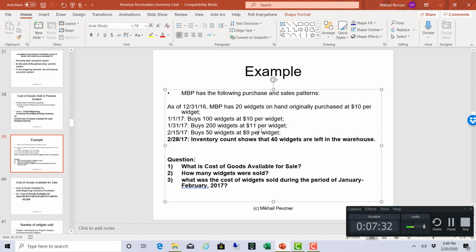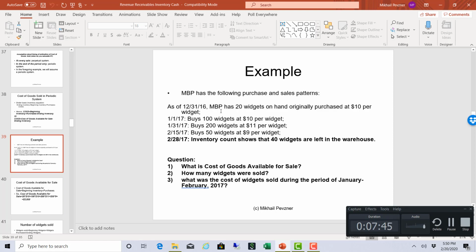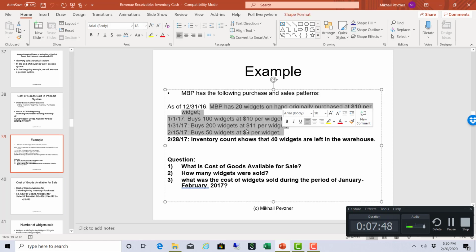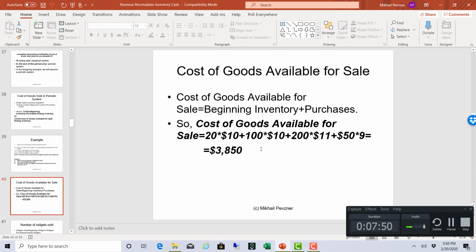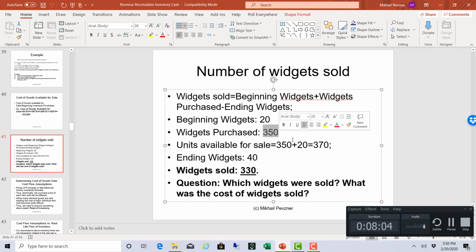Well, you can track it exactly, but it might be too cumbersome. So I'll get to that in a minute. So what is the cost of goods available for sale? Well, that's just the beginning inventory, in this case, plus all the purchases. It will give you the cost of goods available for sale, which is $38.50. You started with 20 widgets, you purchased 350 widgets altogether, and you have 40 widgets left. That means 370 is the number of widgets available for sale, which is 350 plus 20, so you sold 330 widgets.